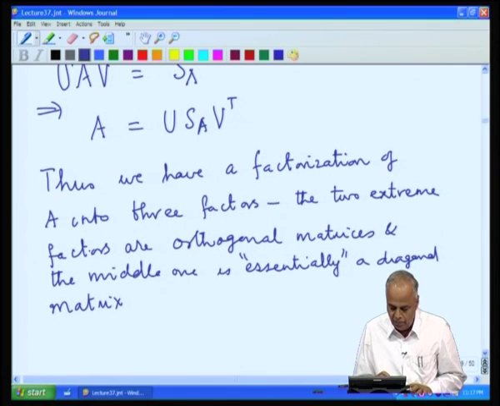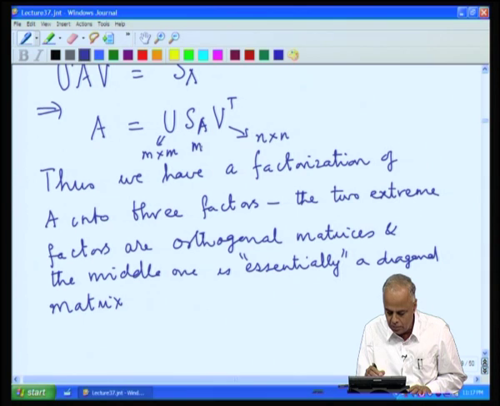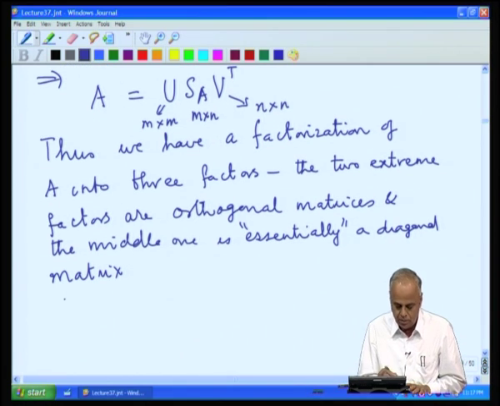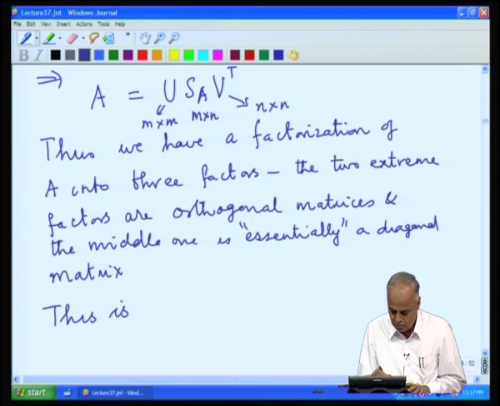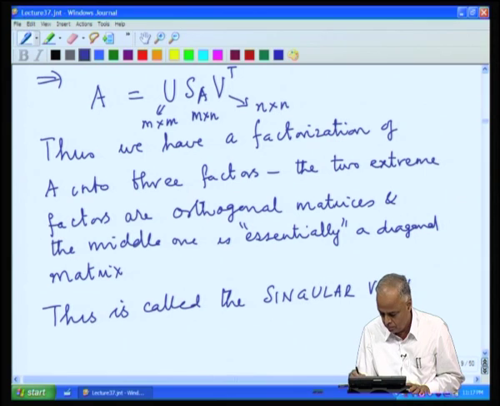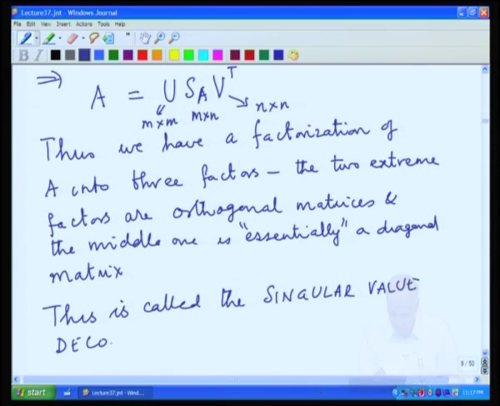Note that in the 2 extreme factors, U is an m by m matrix and V transpose is an n by n matrix, and the middle one S A is an m by n matrix, so that the product is again m by n. This is called the singular value decomposition of A. We will generally denote it by SVD of A.